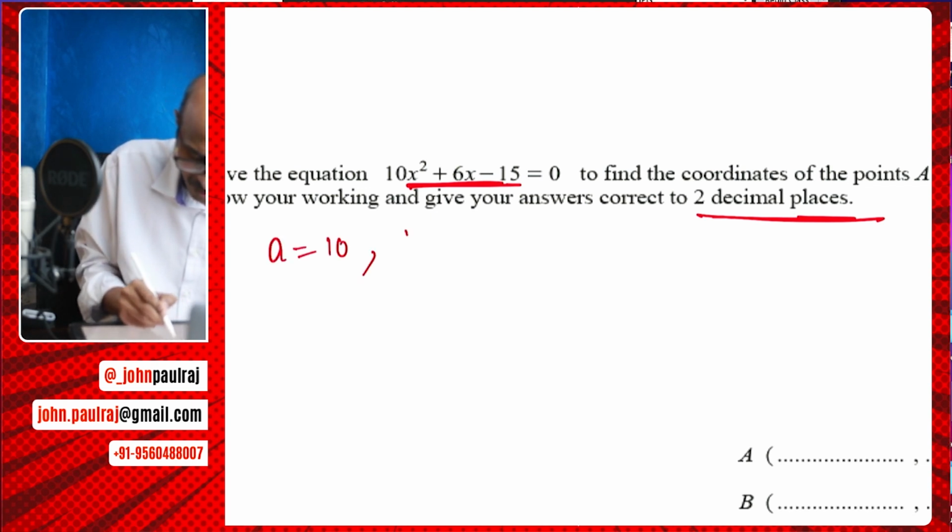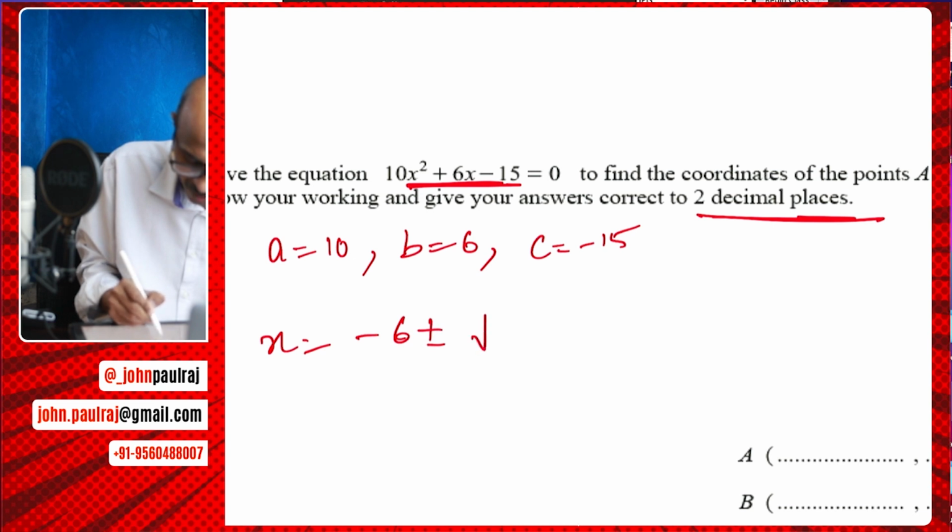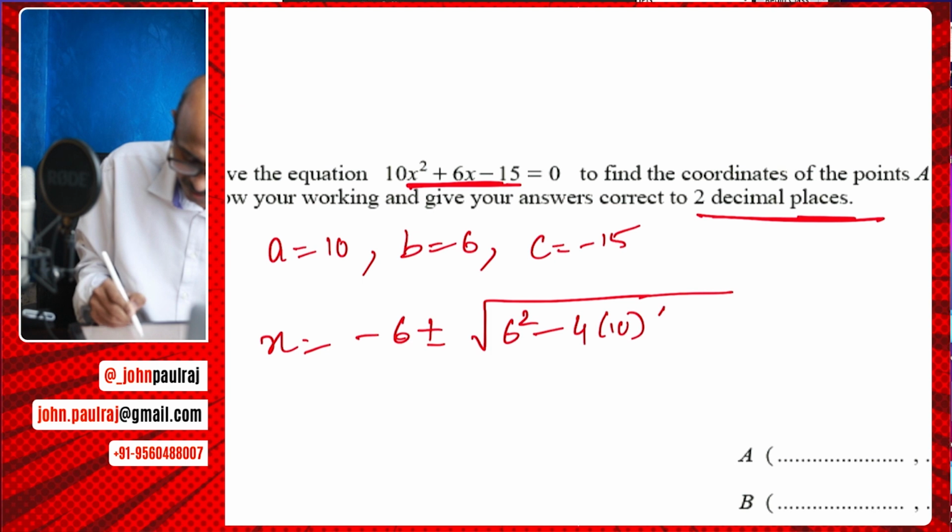A is 10, B is 6, and C is a negative 15. All right, so you can just write it as negative B plus or minus under root of 6 square minus 4AC, right? 4, 10, negative 15 over 2 times 10.